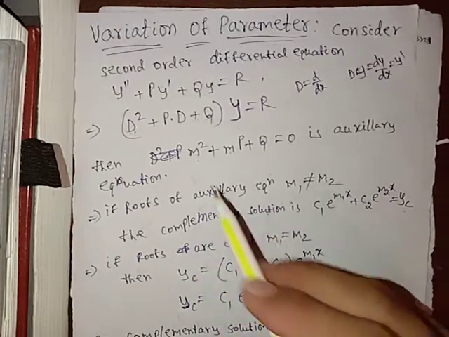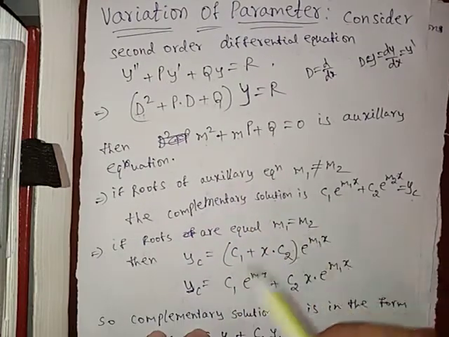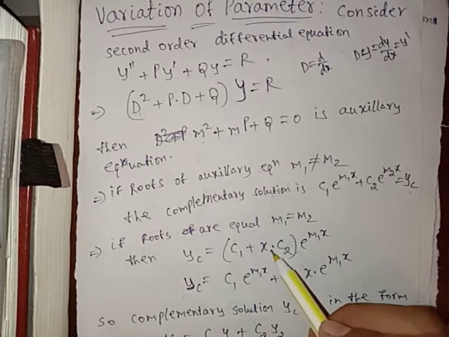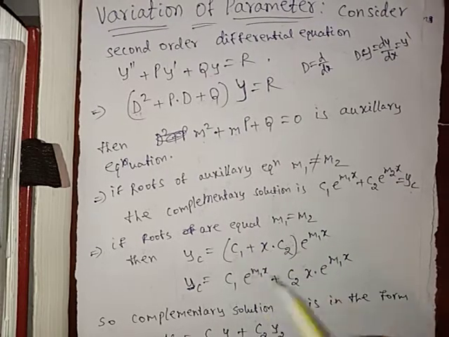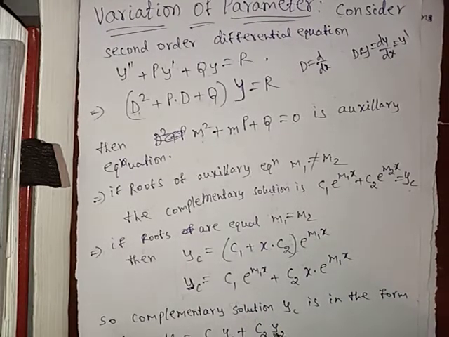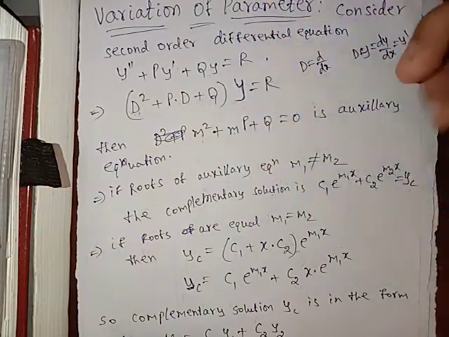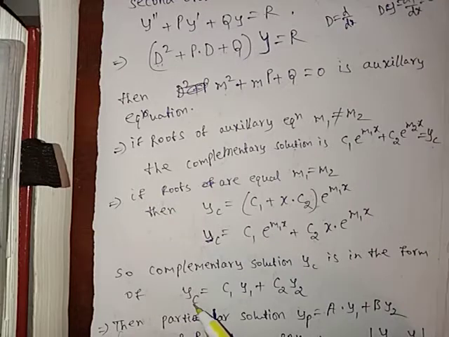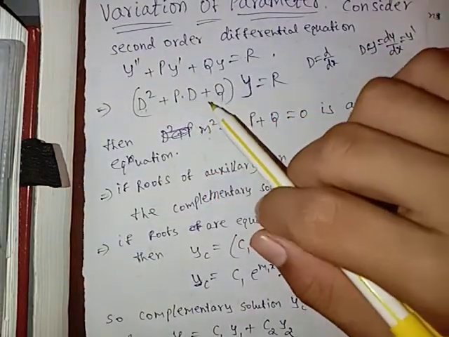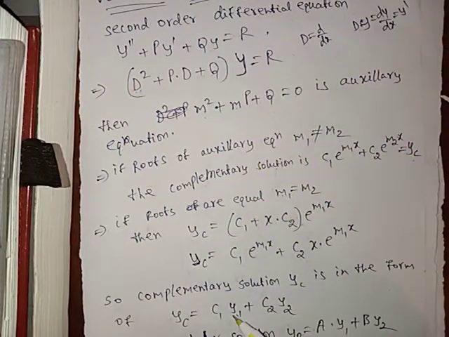If the roots are equal, that is m1 = m2, then the complementary solution is yc = (c1 + x c2) e^(m1 x). So the complementary solution of a second order differential equation is of the form c1 y1 + c2 y2. In this way the second order differential equation has a complementary solution.